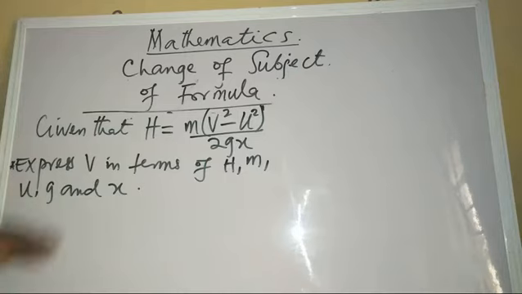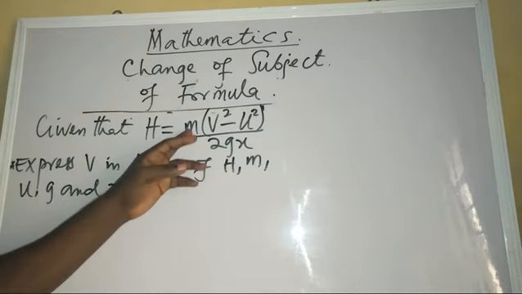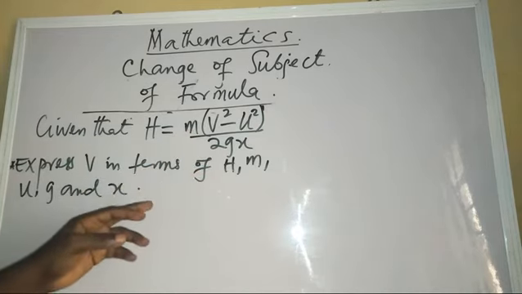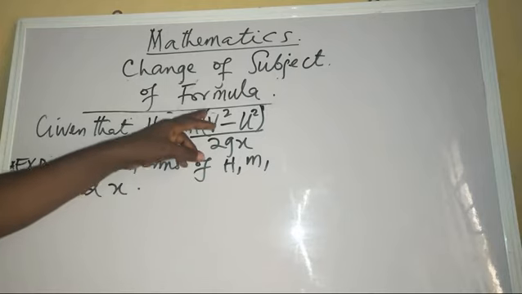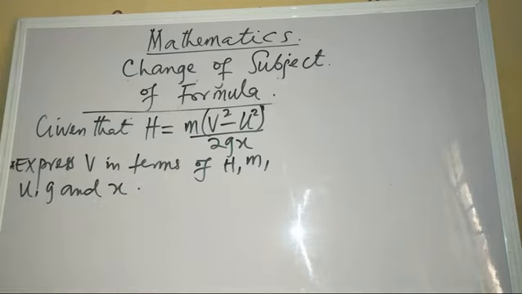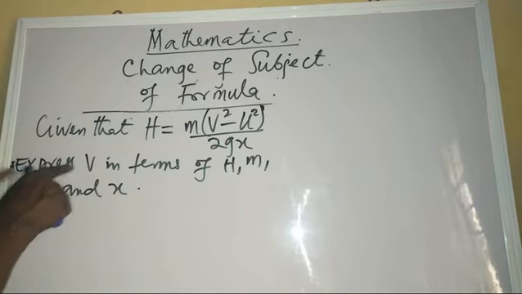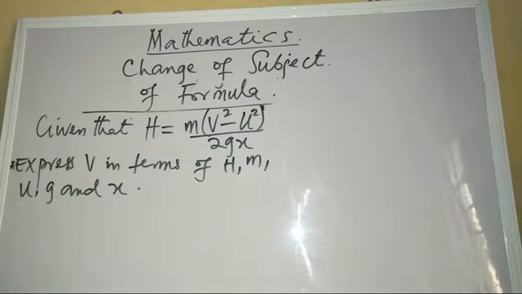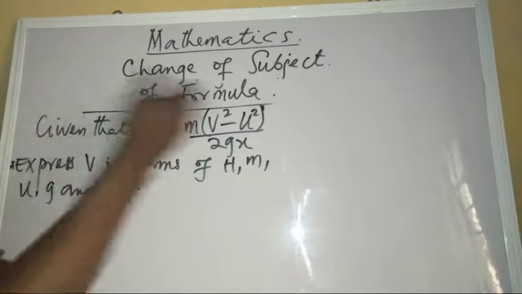This is a continuation of change of subject of formula. We want to look into this. Given that h equals m bracket v squared minus u squared all divided by 2gx, express v in terms of h, m, u, g, and x. Express v. What that means is: make v the subject of the formula. You have to make v the subject of the formula.